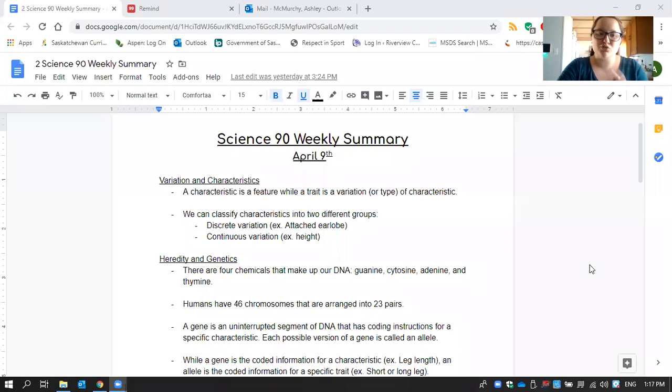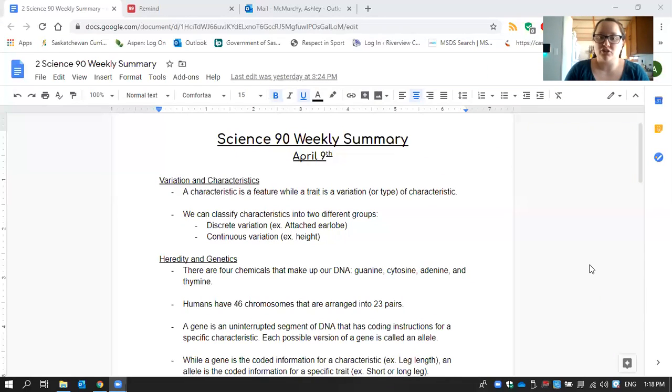But just two really important topics that if I could pull out from that lesson is that a characteristic is a feature, and a trait is basically a variation or a type of characteristic. So think of your characteristic as maybe like a category about a feature, or I guess about a person. So say type of hair, and then the trait itself is a specific answer that could come from that category, which would be say brown hair.